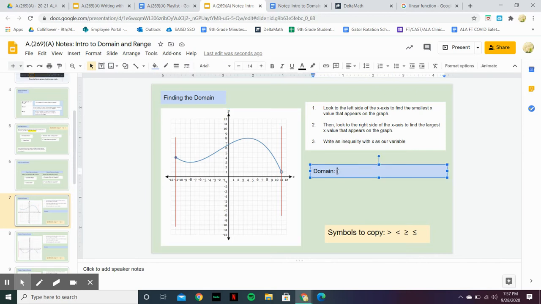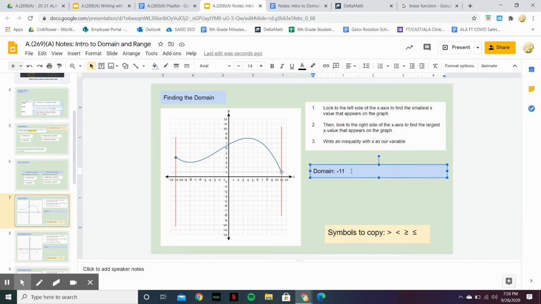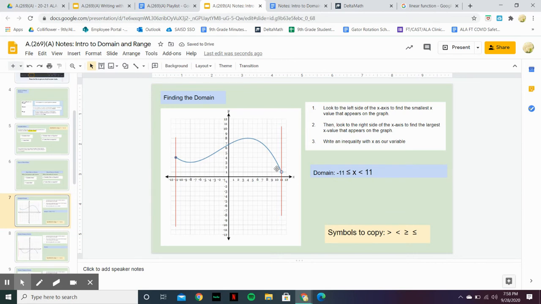And so step 3 is to write an inequality with x as our variable. So x could be any number in between -11 all the way up to, but not including, +11. So the way I would write that inequality is -11 is less than or equal to x, which is our variable for the domain, but x has to be less than positive 11, strictly less than positive 11 because positive 11 has an open circle on it.